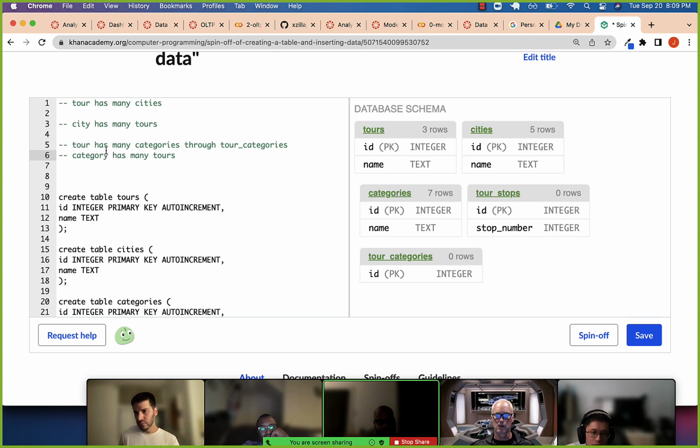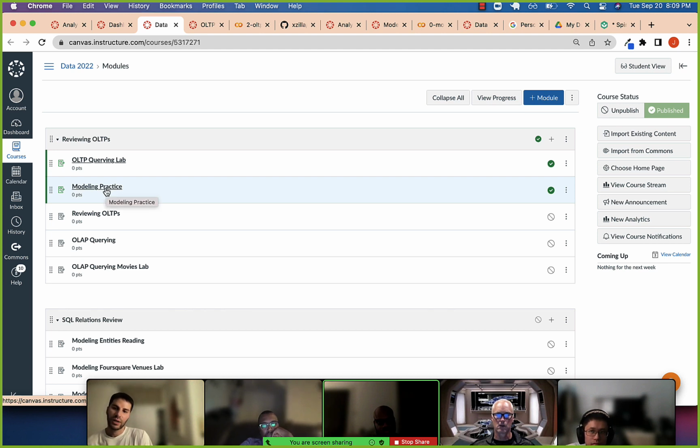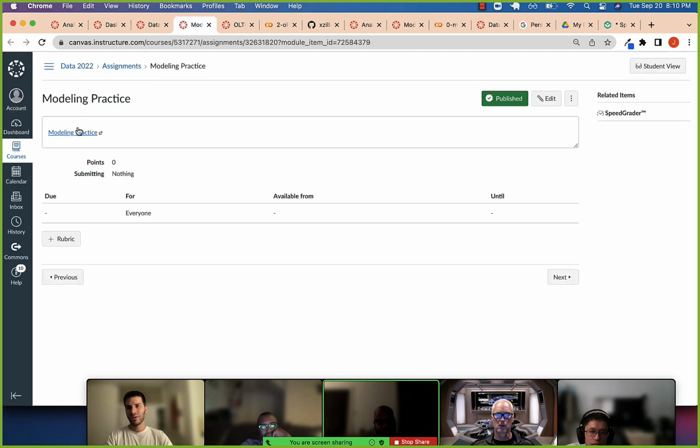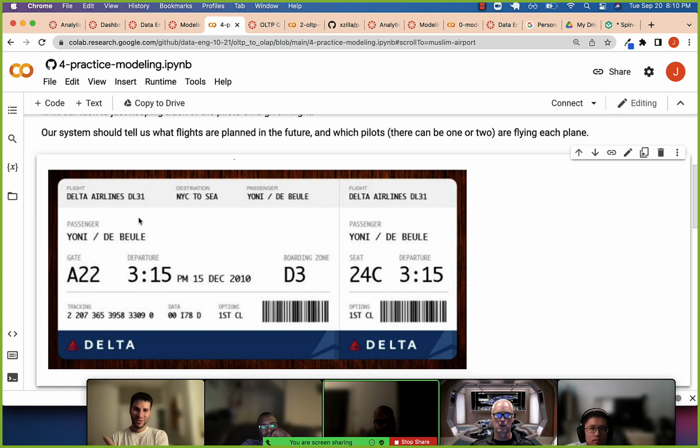All right. So yeah, if you're still working on this, that's fine. Continue working on it. If you're done, then move on to this OLTP querying lab, followed by the modeling practice. I think this one's interesting. It's modeling an airline, I believe. So it's not too much. Here you go. Model flights. How do we do it? Something like this, I've definitely gotten questions with this level of specificity before in an interview, and they expect you to talk through it.